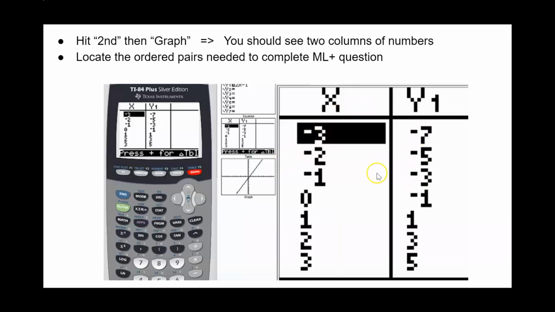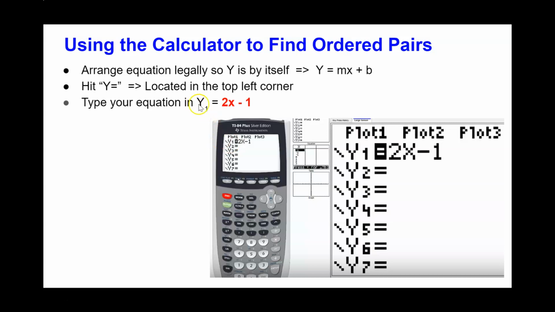Did everybody get these two columns? Thumbs up before we move on. I can go back. So this is to put y equals 2x minus 1, and then you're going to hit second graph to get those tables.